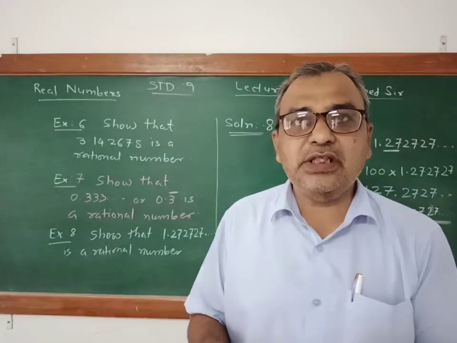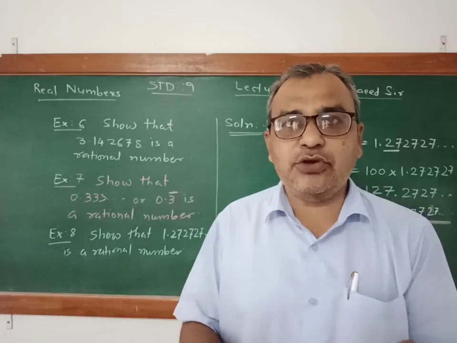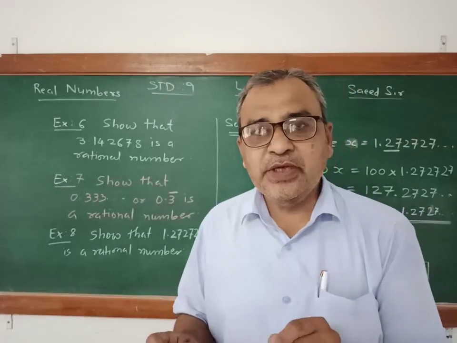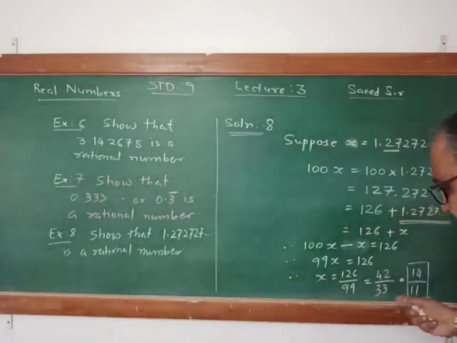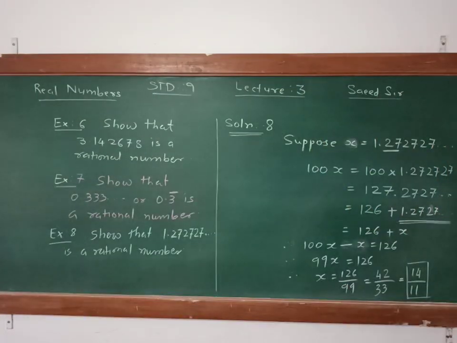It is also in the form of p by q, where q is not equal to 0. So we can say that 1.272727... is also a rational number.